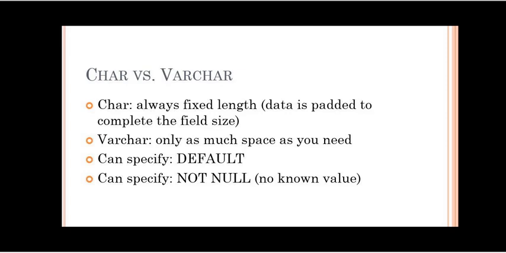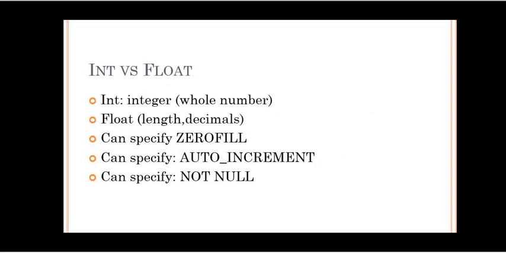You don't have to. You can also specify not null, which means that it must have a value. Null is no known value. And you can specify that it, in effect, can't be blank. In terms of numbers, you can have integers, whole numbers, or floating point numbers. It has the word float and then in parentheses length, comma, decimals. In some cases, we will use not null. We will use auto increment sometimes. We might want something to be integer that will auto increment. So record 1, record 2, record 3, it automatically increments that number.